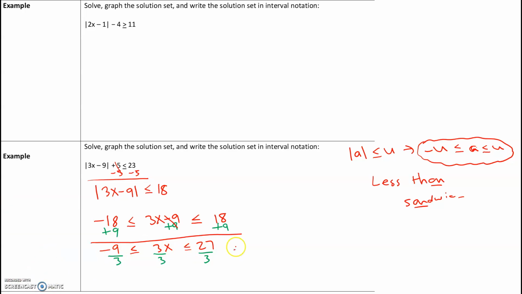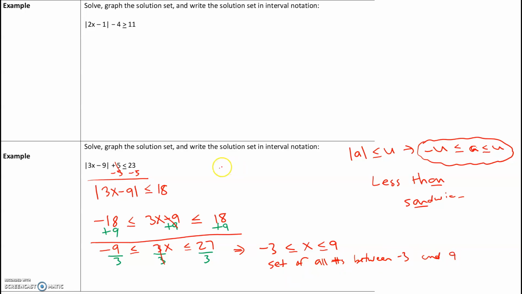And my solution set, which I'll write over here, negative 9 over 3 is negative 3. That's going to be less than or equal to x, which is going to be less than or equal to 9. So now we know that x is a set of all numbers between negative 3 and 9. Our solution set is the set of all numbers, and notice that they're in between negative 3 and positive 9.